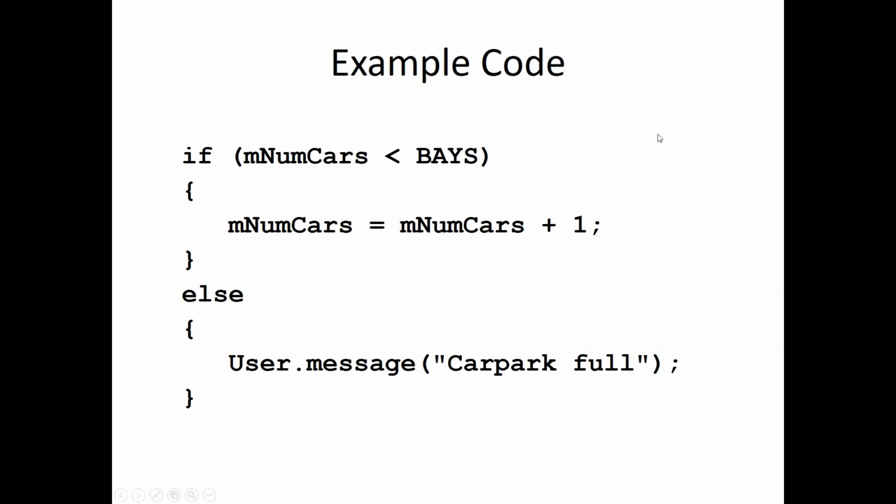So what we do now is we apply an else statement. And again, those who've programmed before will be used to using else statements with ifs. If the value of mnum cars is less than the number of bays, i.e. we've got room, we can add one onto the number of cars. If the case of that particular condition is false, then we run the else. In which case, the number of cars is not less than, it's either greater than or equal to, in which case we send them a message and say that the car park is full.